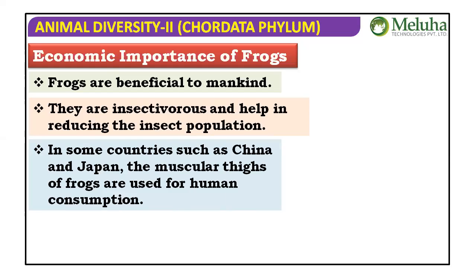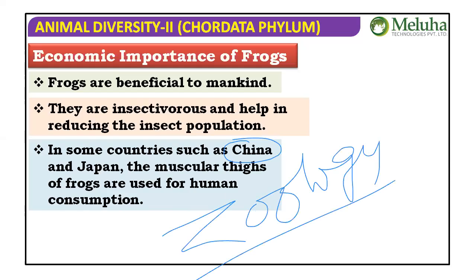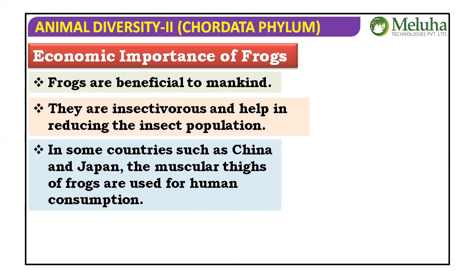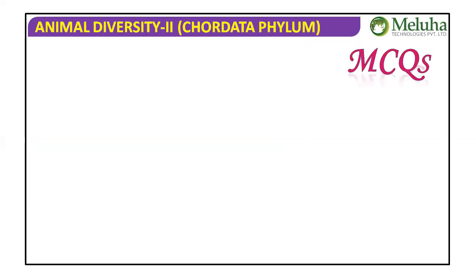We don't eat it, but the Chinese are eating this. We can't say they eat only frog; they eat all kinds of animals. This kind of frustration is there for every world citizen toward Chinese people. In some countries such as China and Japan, the muscular thighs of the frog are used for human consumption. Maybe Japanese people will stop eating only frogs, but all reptilian and amphibian classes are eaten by these Chinese people, and they shut down the total world by eating them.